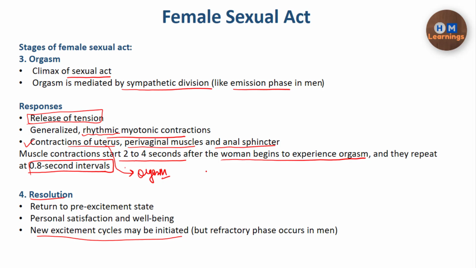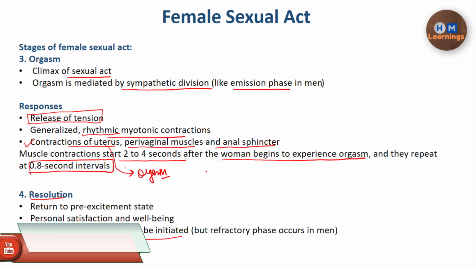So you can say that there are some similarities between the male and the female. There is erection in the male and erection in the female; both of them are brought about by the parasympathetic nerves. Then there is orgasm, which occurs in the male and in the female. And then there are differences too. There is modulation of sexual desire in the female, which is not there much in males. Resolution is also there in both sexes, but in the case of the male the refractory phase is there, while in the female there is no refractory phase.